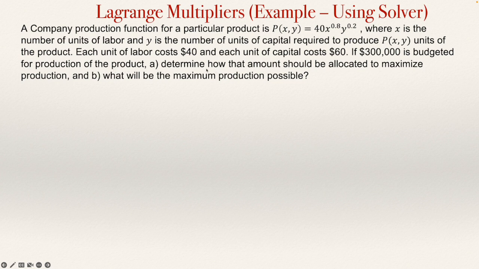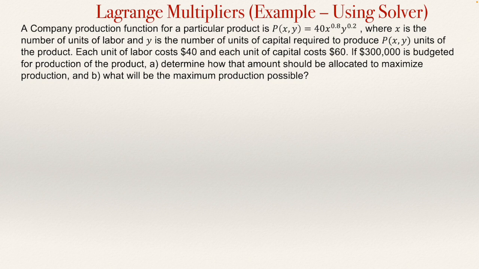Determine how this $300,000 should be allocated to maximize production. And second, what will be the maximum production possible? So we have these two questions, and we notice that we need to maximize this function. This is the thing that we need to see first. What is the function that we need to maximize?